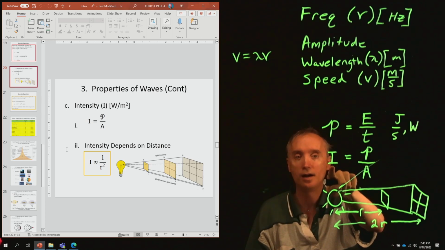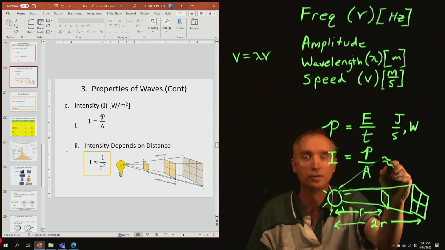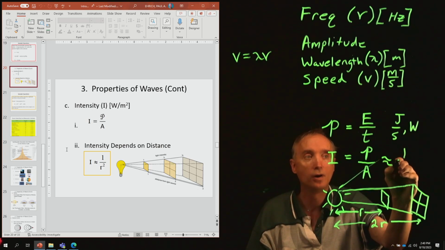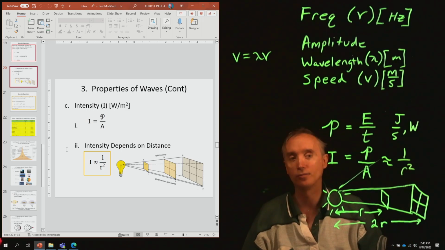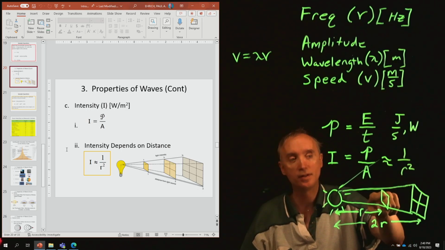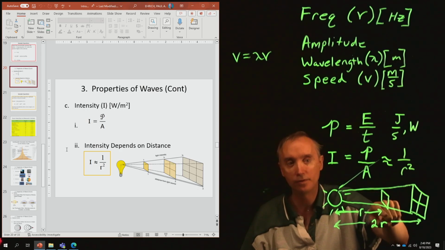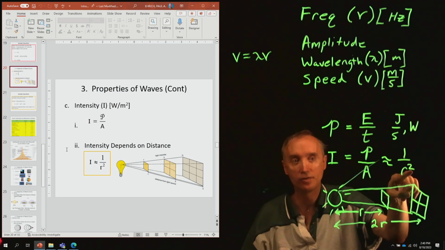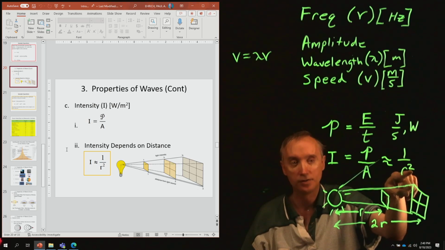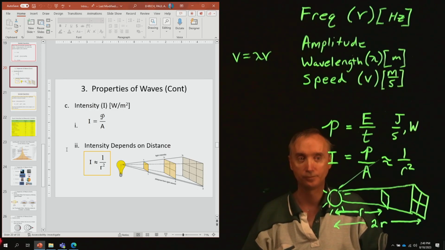So the intensity I is going to be proportional to 1 over r squared. And remember, what is the area of a rectangle? It's going to be length times width. So that's the reason for the squared thing. The squared thing is telling you it's the area that it's traveling through.